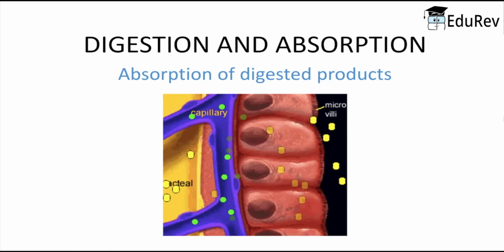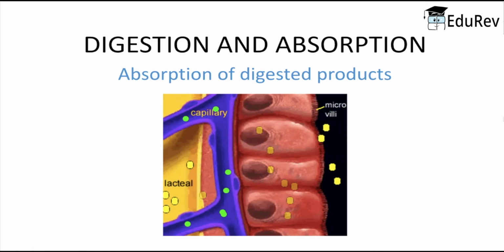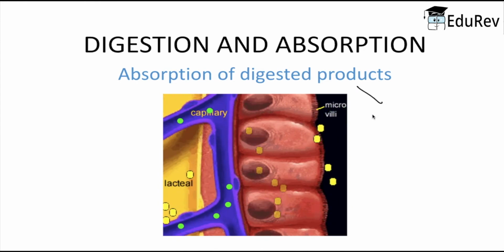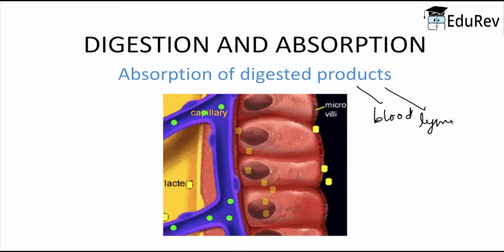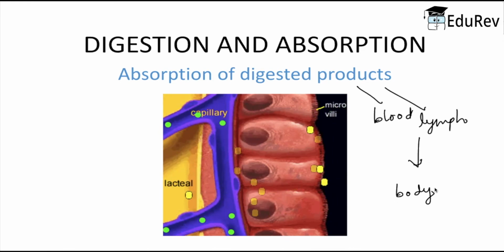Everyone, and in this session we are going to talk about the absorption of digested products. So let us begin with our topic. Absorption of food is a very crucial event in the process of digestion. After the food has broken down into simpler, absorbable forms, it needs to get absorbed into our blood and lymph so that it can be transported to our body for the basic and necessary functions for the overall functioning of our body.